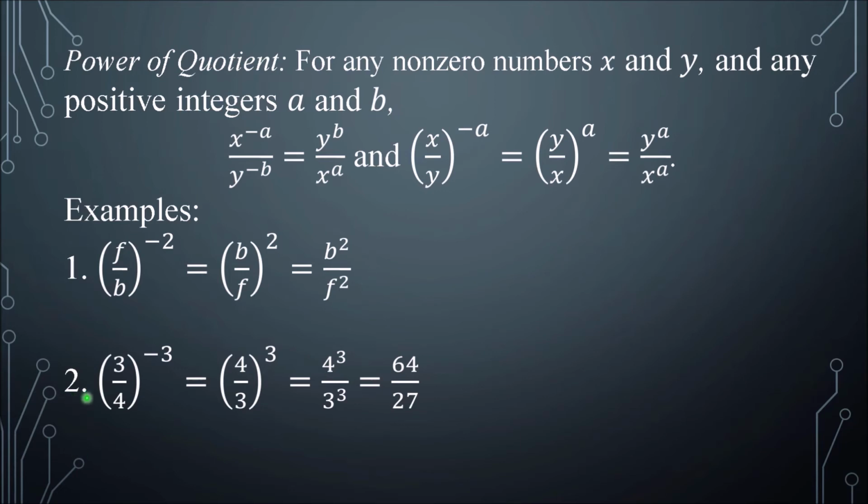Number 2, 3/4 quantity raised to negative 3. So again, the reciprocal of 3/4 is 4/3. The negative 3 will be changed to positive. And then distribute: 4 raised to 3 over 3 raised to 3. 4 raised to 3 is 64 because that's 4 times 4 times 4. 3 cubed is 27. So that's the simplified form.